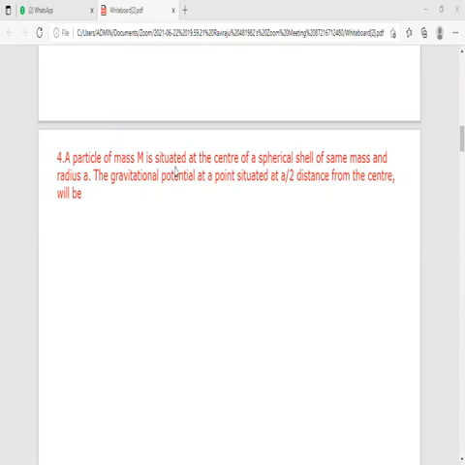Of same mass, that mass is also taken capital M only. The gravitational potential at a point situated at a by 2 distance from the center will be. Okay, you have to calculate here gravitational potential due to the given configuration. The configuration given is, see here, the spherical shell is taken. Okay, inside the spherical shell, the particle was placed at the center.